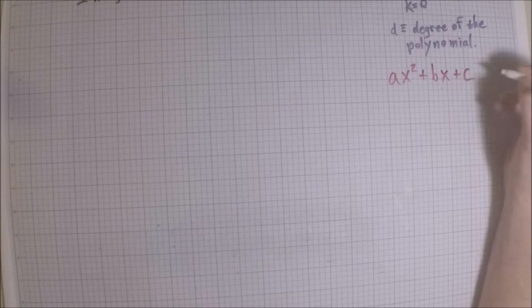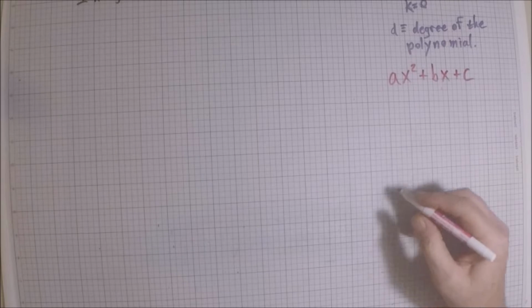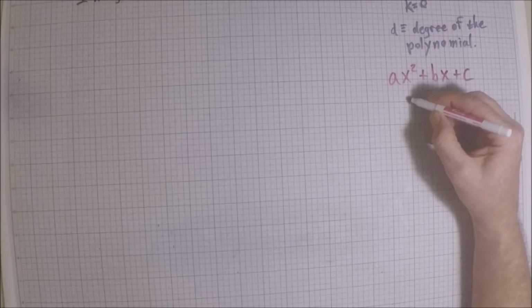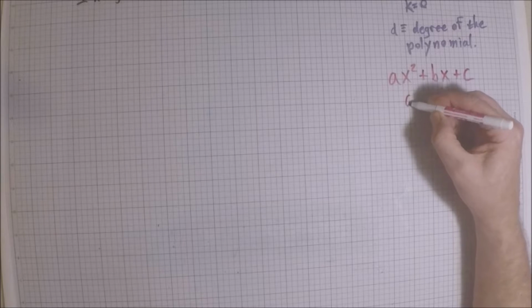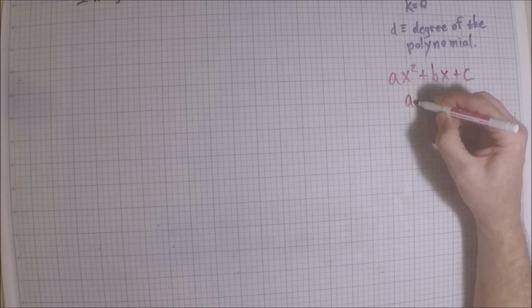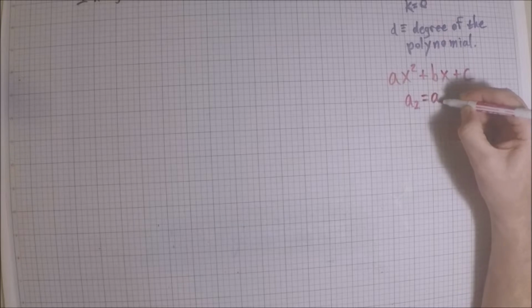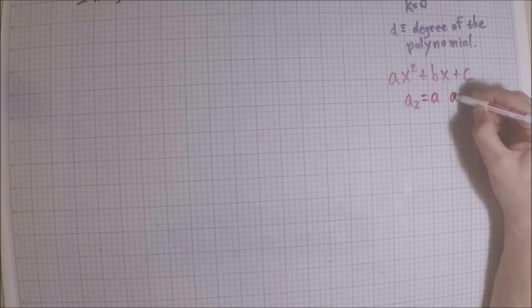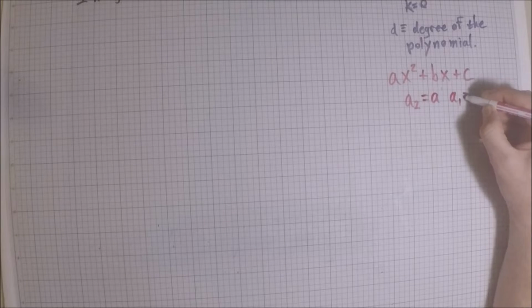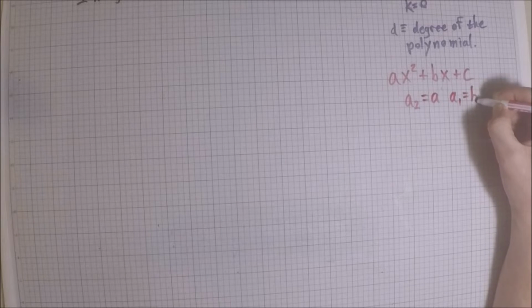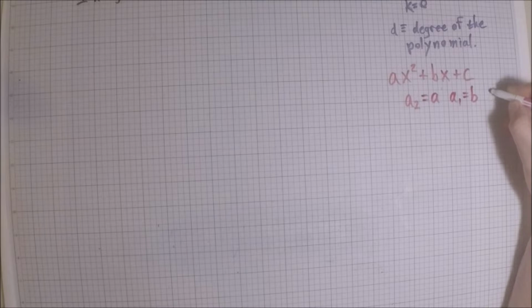bx plus c. But the a, b, and c are just coefficients, so to make things easier, we'll sometimes go to a single letter with an index to indicate which coefficient it is. Here, a2 is a, a1 is b, and a0 is c. And that way the index matches the power of x to which the coefficient is multiplied.